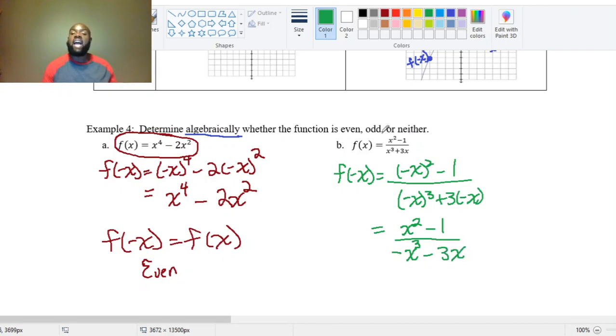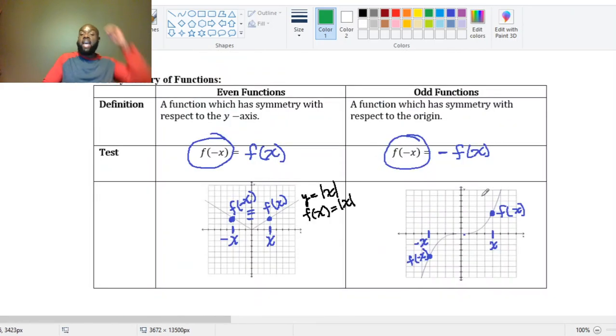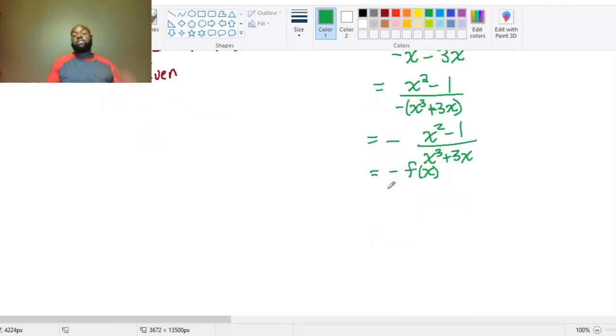So notice here, this is not the exact same thing that we started with. However, I could factor out that negative in my denominator. And if I factor out a negative out of both of those, they both become positive. So I need to put a plus sign there. And notice if I divide something by a negative, I can just bring that negative out front. And I get the opposite of what I started with, right? That's the negative of f of x. And so by the test for an odd function, I can declare that this function here is odd.